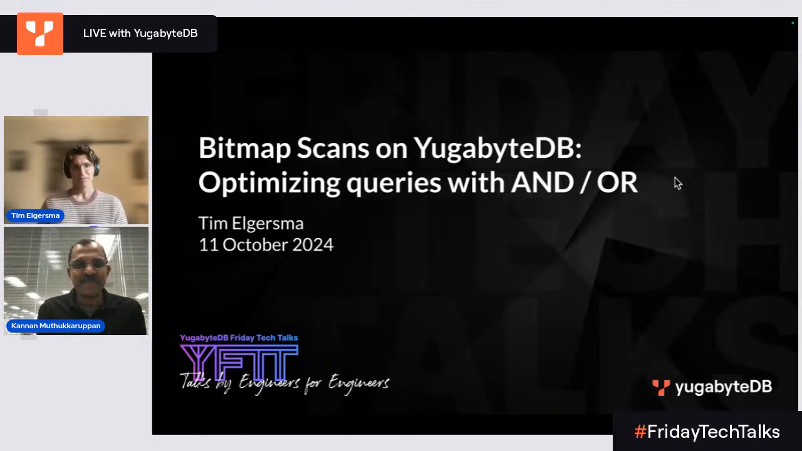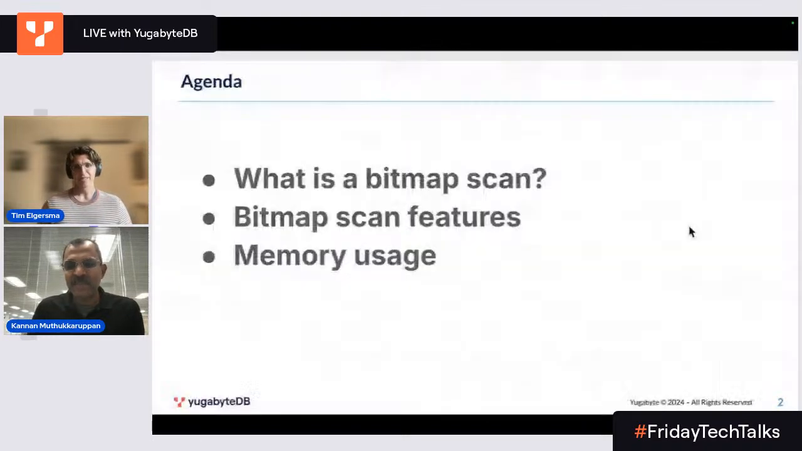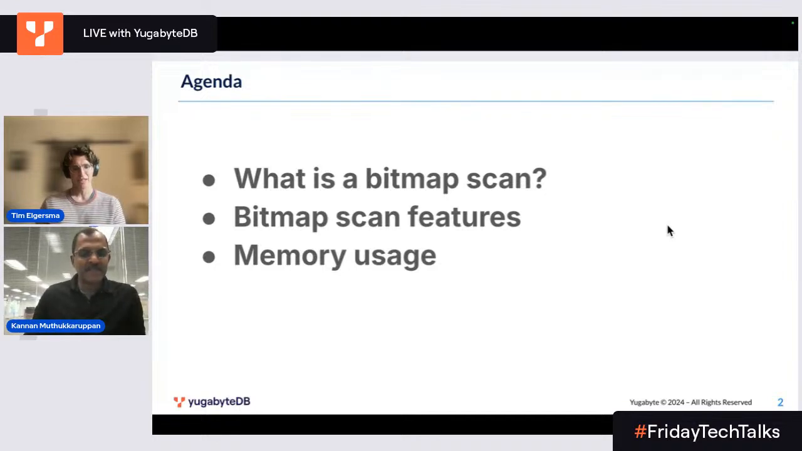So bitmap scans on YugabyteDB are a way to optimize queries with AND or OR. Let's learn more about what that is. We'll cover in this presentation what is a bitmap scan, when would you use one, how do they help, what kind of queries do they help with, and some additional features that we support for bitmap scans, as well as some things that aren't yet supported, and then finally how they interact with our memory usage in YugabyteDB.